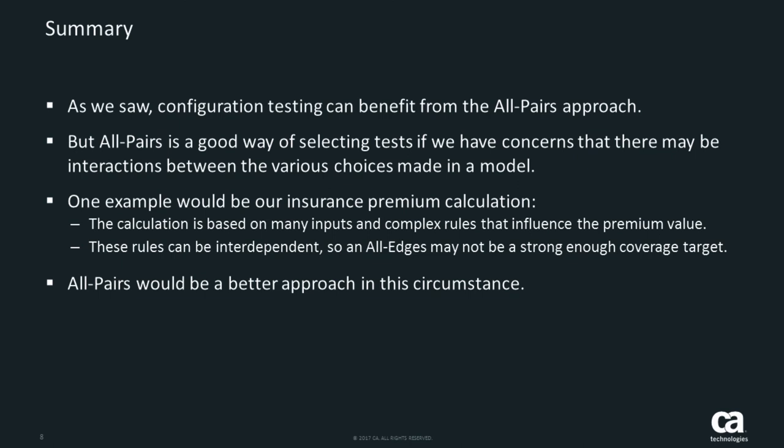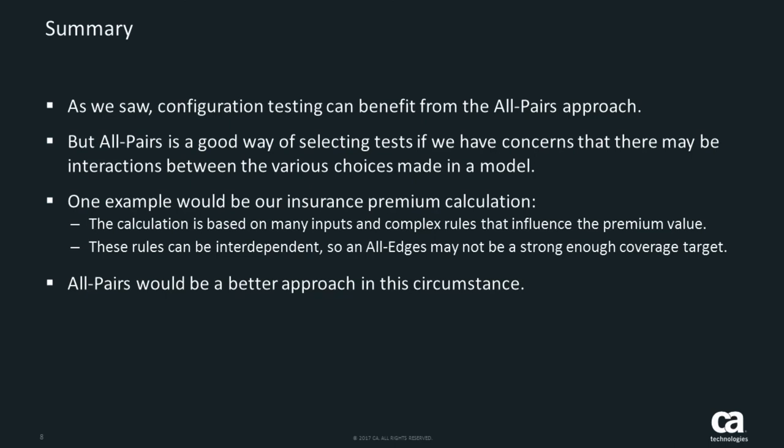Now, one example where all pairs might be helpful to you would be in an insurance premium calculation. I mentioned this earlier. In these kind of calculations, the outcome, the premium value, is based on many inputs, 10, 20, 30, who knows, different inputs. And there are very complex rules and logic behind each of these calculations. So there's a good chance that one input could influence several of these rules, and so there may be interactions between the rules that are really difficult to predict ahead of time. So it might make more sense to look at all pairs rather than all edges.